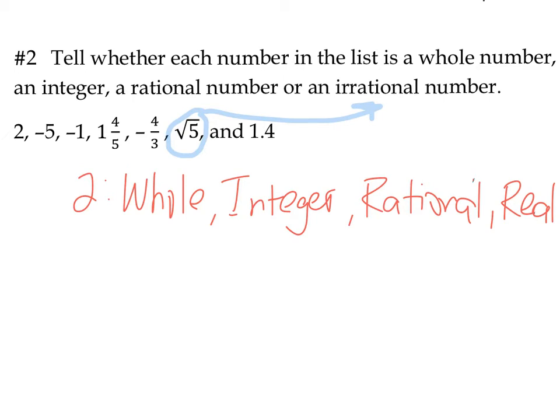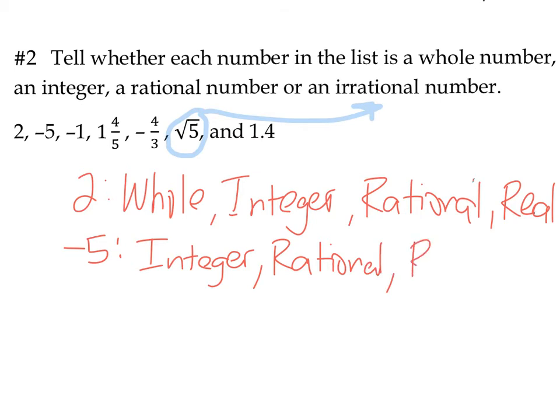Every one. Then if we talk about negative 5, this would be the same for negative 1. It is not a whole number, but it is an integer. It is rational. And it is real. All the numbers we're going to deal with are real. So that's why in that list it wasn't one of the ones I asked for: whole number, integer, rational number, irrational number. So I wrote it for the first two, but we can assume they're all real from now on.